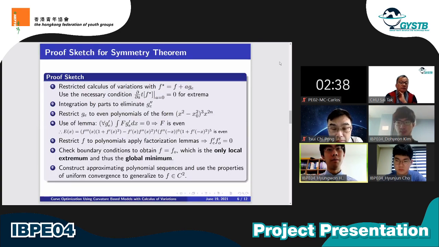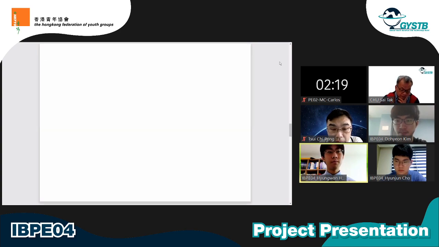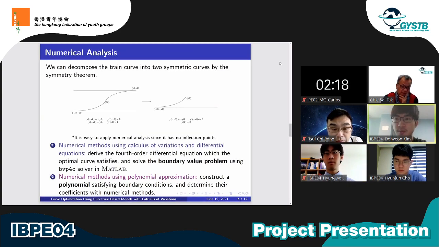And these are some methods for the proof. We use ideas from calculus of variations, and we use integration by parts and polynomial approximation to make our formula simple. And then we generalize the proof from polynomial functions to C2 functions. With the aid of the symmetry theorem, we can decompose our train curve, which is our situation, into 2-point symmetric curves. This makes our problem easier.